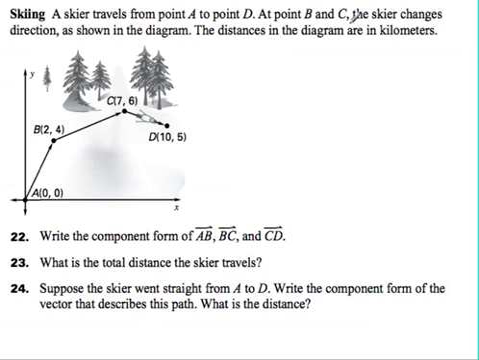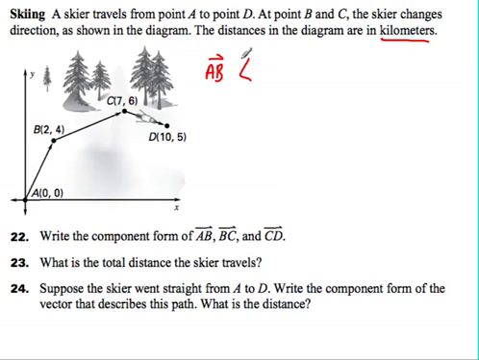And at points B and C, the skier changes direction as shown in the diagram. The distances in the diagram are in kilometers. Okay? So first off, it says write the component form of vector AB, BC, and vector CD. So let me just write this. Here's AB. How do I get from A to B?